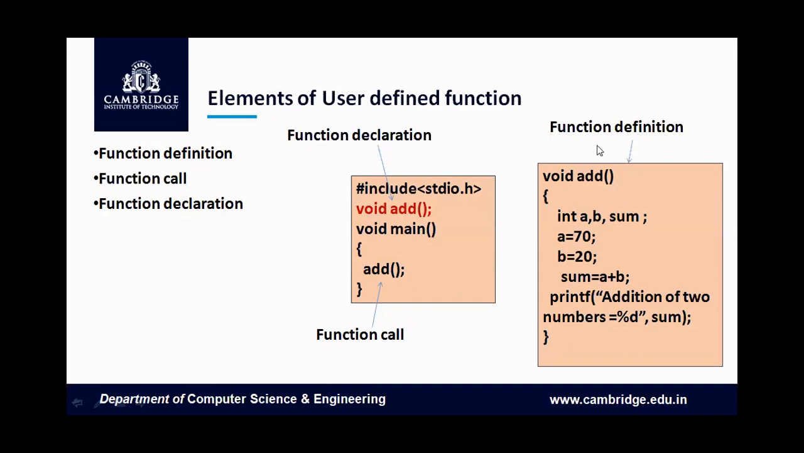Where is the function definition? Here. Add is the name of the function, and what I'm going to perform in the function has to be written and closed. What is this declaration? On top of main, I have written the name of the function and the type of the function. So this is called function declaration. Just to understand: function declaration comes before main, function definition will come somewhere after main, and function call is inside main. So these are the three main elements of a user defined function.